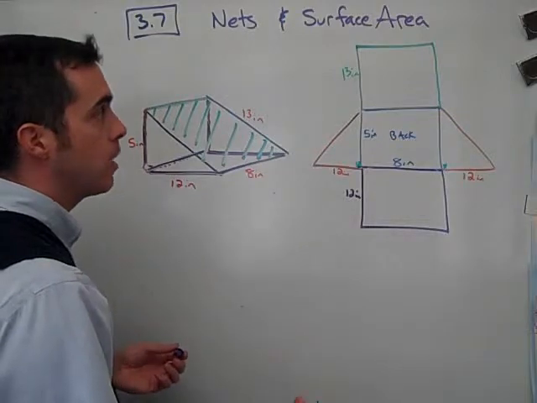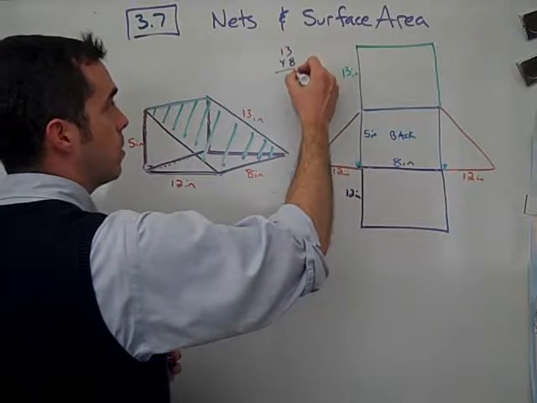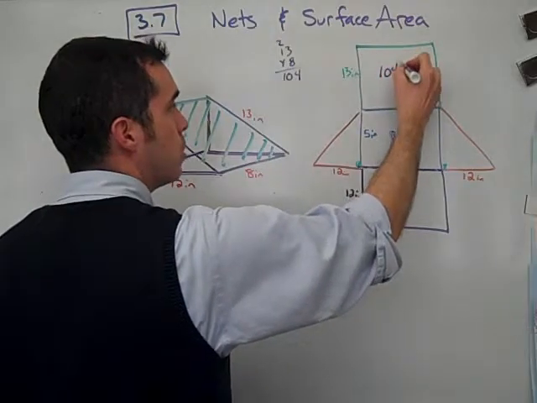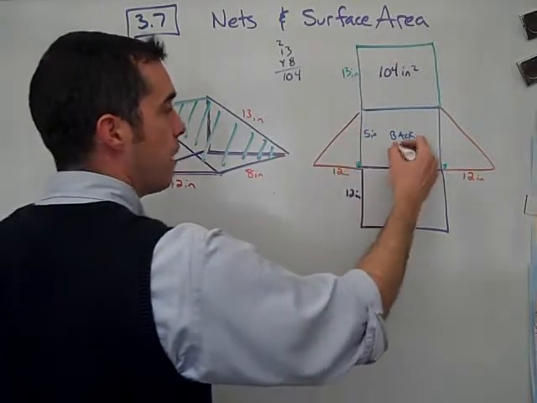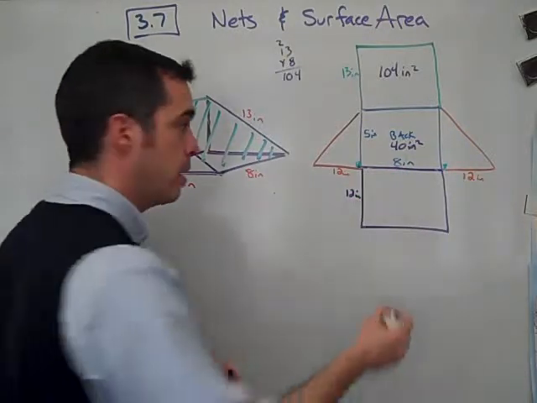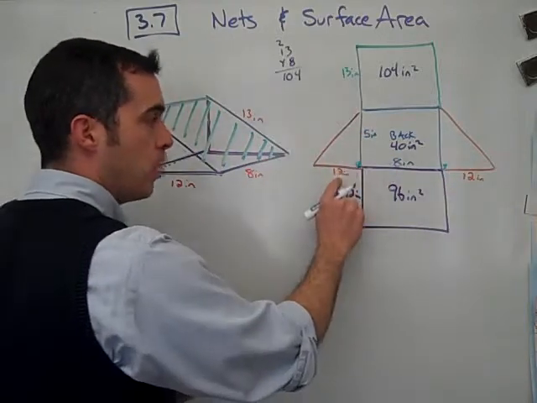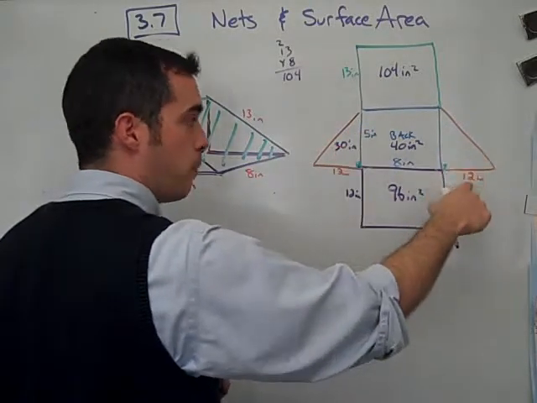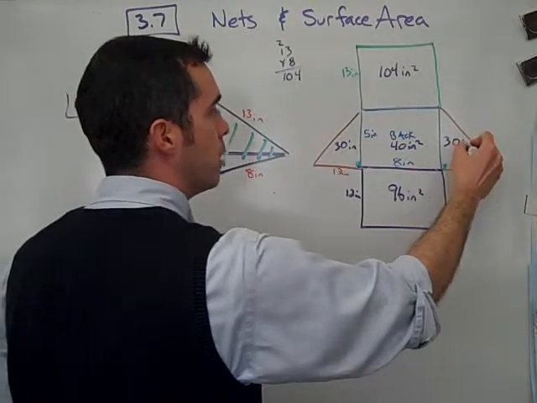So I can now find the areas. 8 times 13. 8 times 3 is 24, 104. So this is 104 inches squared. 8 times 5 for the back is 40 inches squared. 8 times 12, I happen to know that one, is 96 inches squared. Now 1/2 base times height. Half of 12 is 6, times 5 is 30 inches squared. 1/2 base times height of 5 is a congruent triangle, same shape, same area, 30 inches squared.